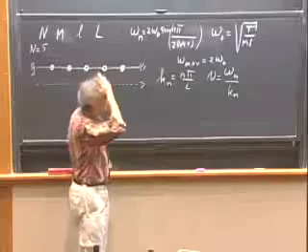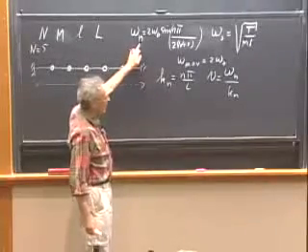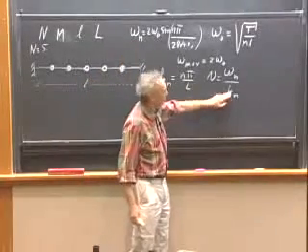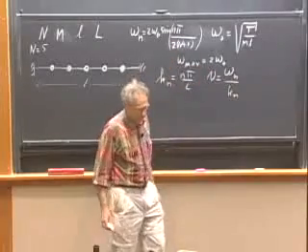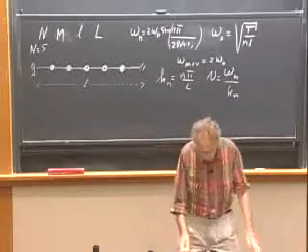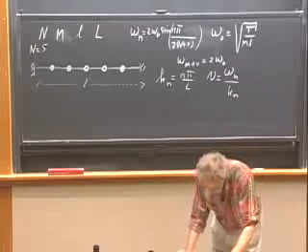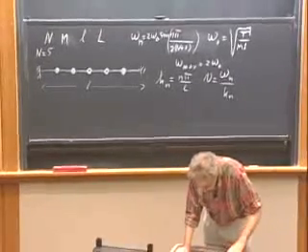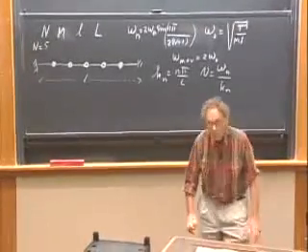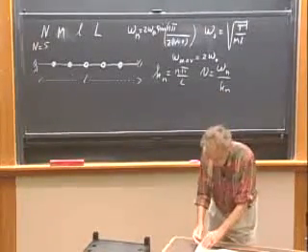Because when you go to higher values of little n, k goes linearly up, but omega n goes slower. And so you see here an example of dispersion, namely that the speed of propagation is lower for higher frequencies than for lower frequencies. And therefore, it also depends on wavelength.